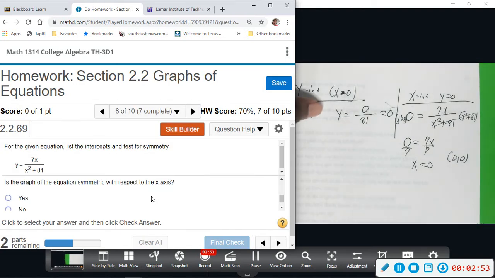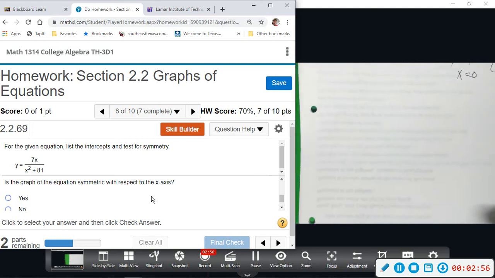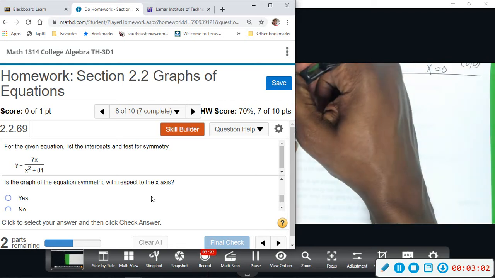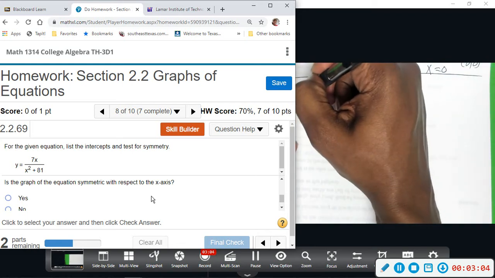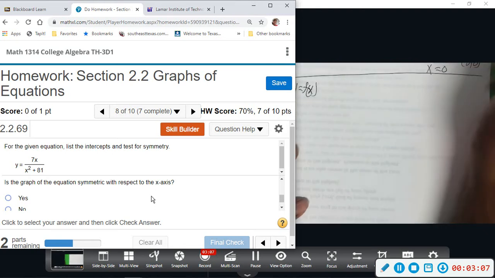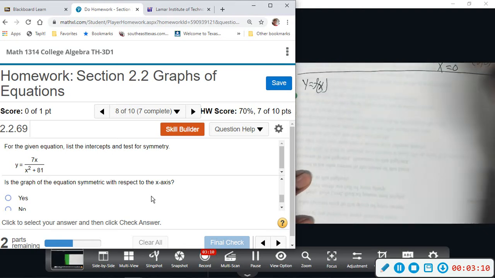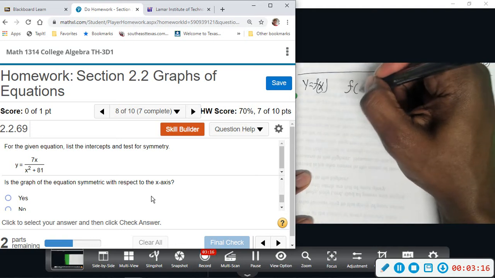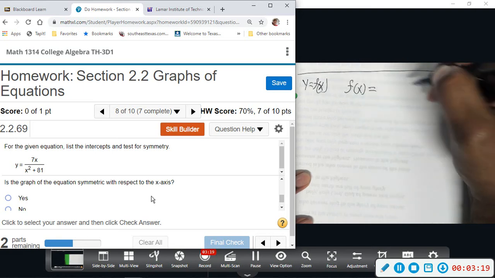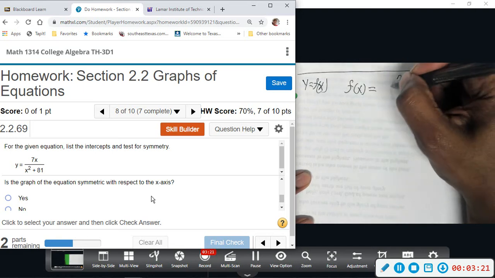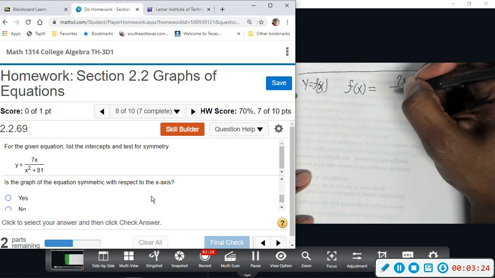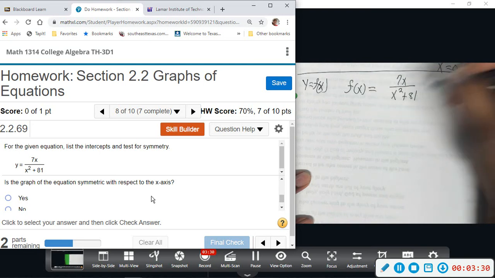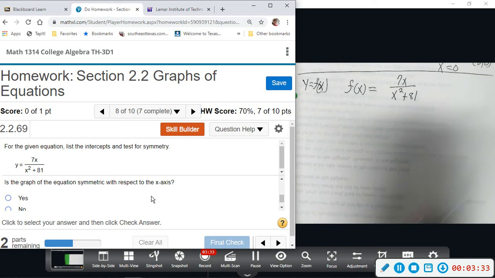Now we want to do symmetry. Let me do it with function notation first. So remember, y is equal to f of x. I'm going to show you what this looks like. Y is equal to f of x. So my function, when I write it in function notation, is f of x, which is y, equals 7x divided by x squared plus 81.